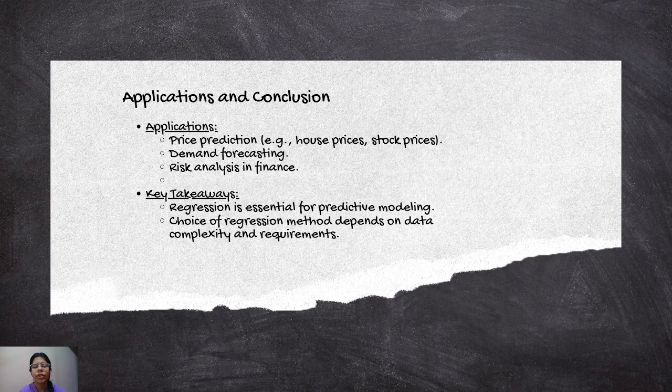Then we have the applications and conclusion here. Regression can be used in price prediction, that is house prices and stock prices. It is also used in demand forecasting, then risk analysis and finance, because it gives a continuous value over high-dimensional data, and we can also see the over-the-years trends of the value.